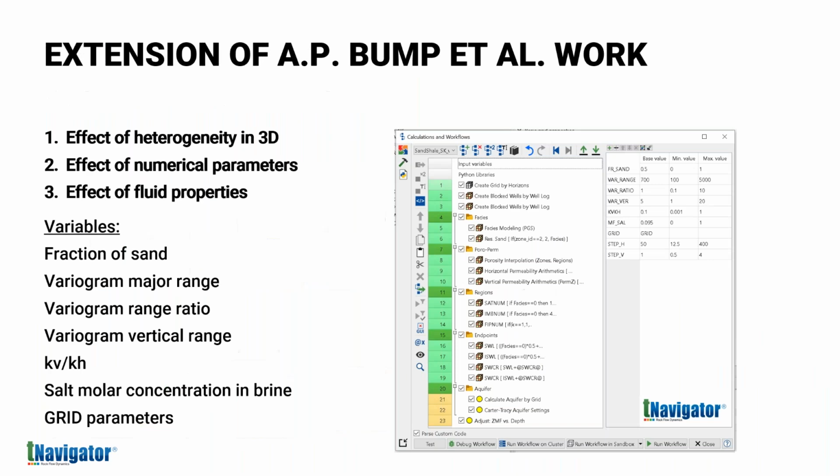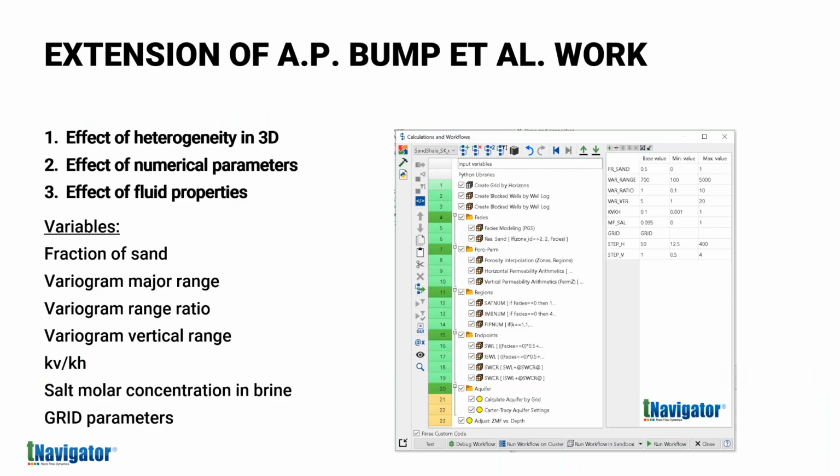So what we decided was to actually look at this in more detail and to work with a range of parameters. We're looking at the effect of heterogeneity in 3D, the effect of numerical parameters, and fluid properties. Some of the variables we'll be looking at are the fraction of sand, the variogram major range, the range ratio, so it's the major to minor ratio, the variogram vertical range, KV/KH, salt molar fraction, and grid parameters, which is basically the resolution. On the right-hand side, you can see the screenshot from the workflow that we used.